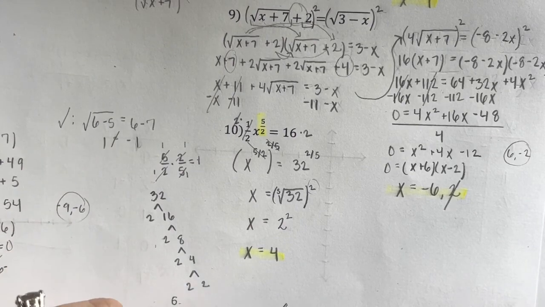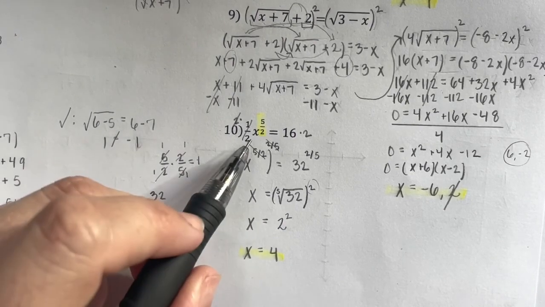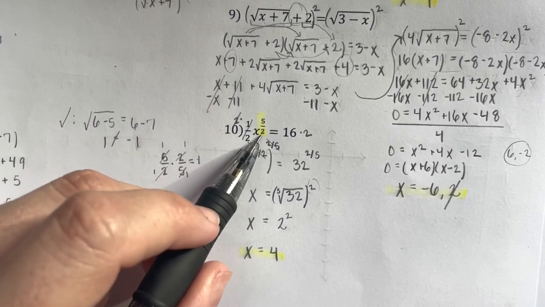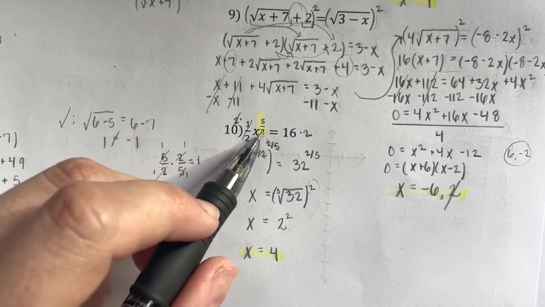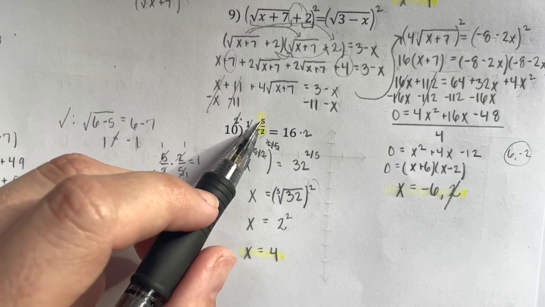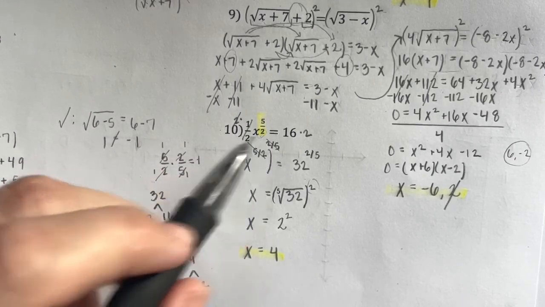And if we want to double check that, so 4 goes in for x. If I'm raising something to the 5/2 power, that means I'm taking the square root and raising it to the 5th power. So the square root of 4 is 2, so the 5th power is 32, times 1/2 is 16, so we're good.